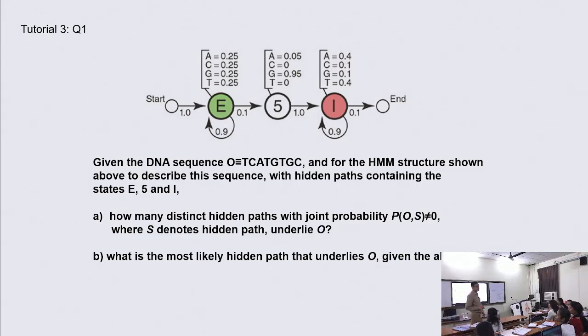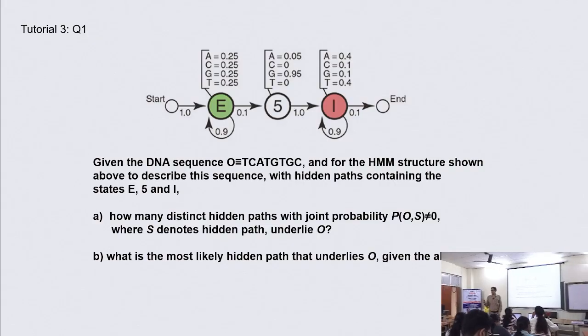How many? Not 2, 3, right? So A is 5% and G is 95%. So A, G, G, 3. Okay, so 3 hidden paths with non-zero probability.